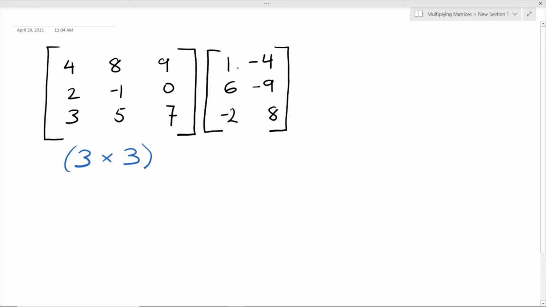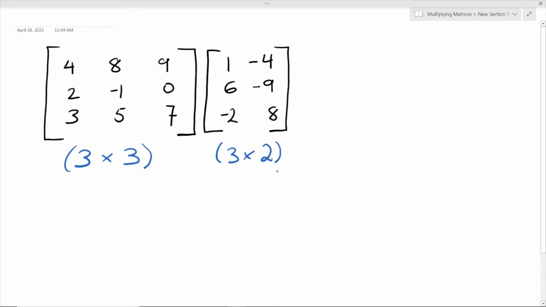And here we have 3 rows: 1, 2, 3. We have 3 rows right here. And how many columns? 1 column and another column. So we have 2 columns.